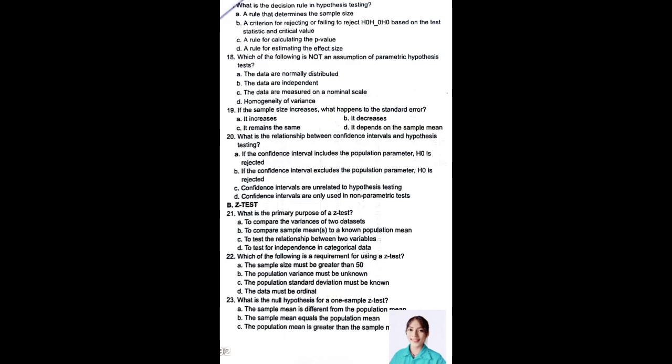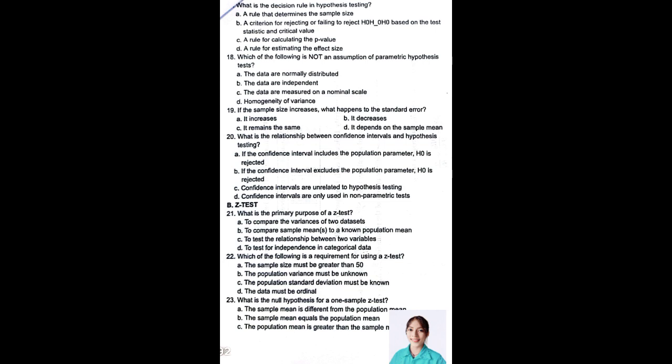Then we have number 17. What is the decision rule in hypothesis testing? The decision rule in hypothesis testing is a criterion for rejecting or failing to reject the null hypothesis based on the test statistic and critical value. So that's option B. Number 18 is, which of the following is not an assumption of parametric hypothesis tests? As you can see in the four options, only option C is not an assumption of parametric tests, which is that the data are measured on a nominal scale.